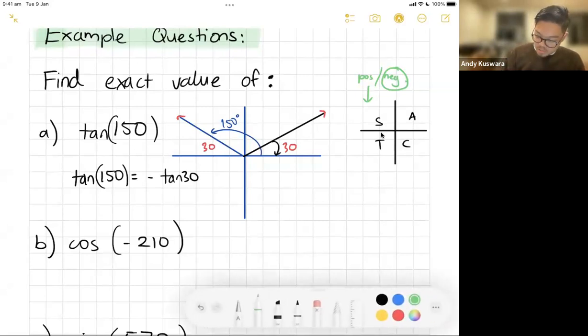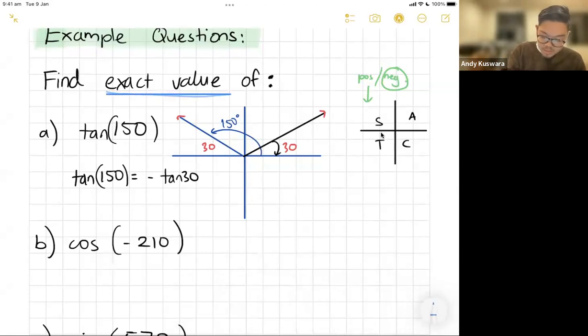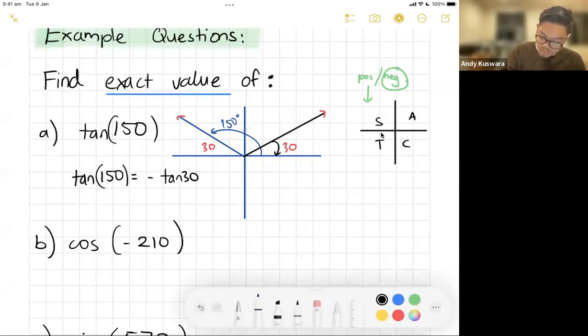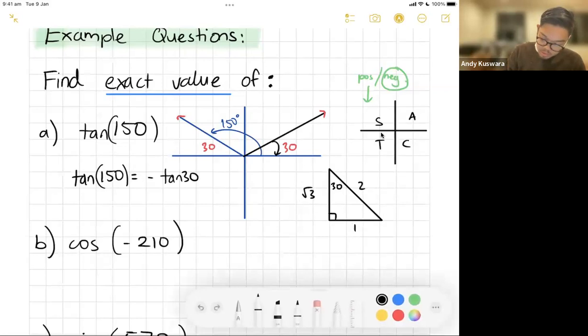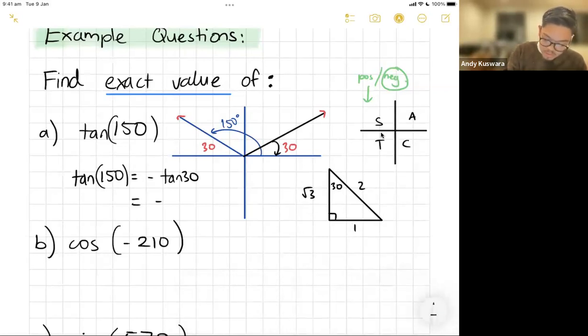Now, in the question, we're asking for the exact value. So now I do know what tan 30 is because I know that there's this triangle and I know 30 is this one. Tan would be opposite over adjacent. So it's going to be opposite over adjacent. This would be 1 on root 3. So in other words, tan 150 is equal to negative 1 on root 3.